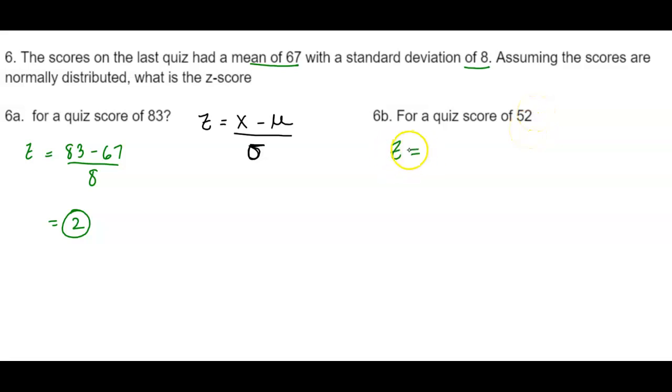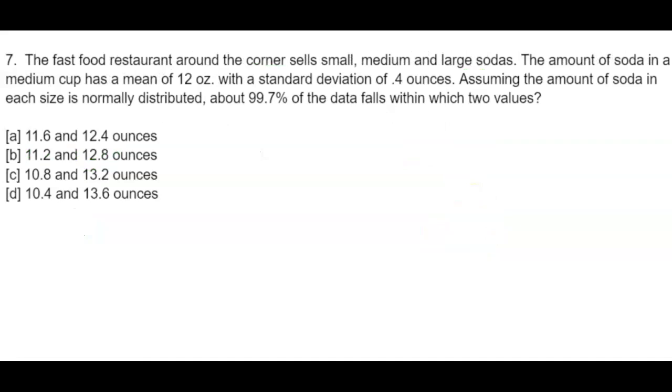So again, my z-score is going to be the value, in this case 52, minus the mean, which is 67. Standard deviation is still 8. When I plug that into my calculator, I get negative 1.875 for that z-score. It was negative, as we expected. All right, back to the normal curve again.